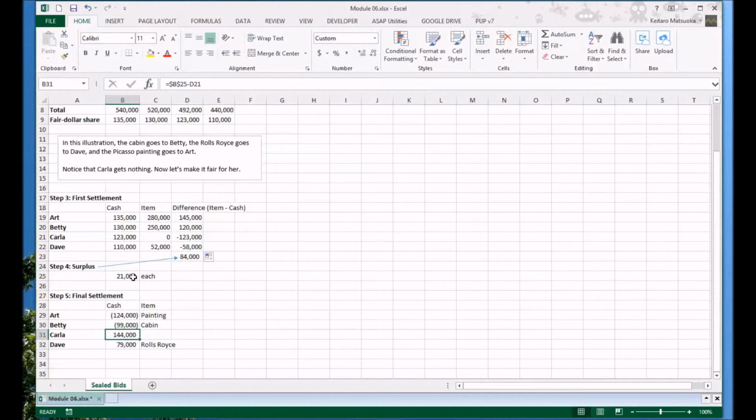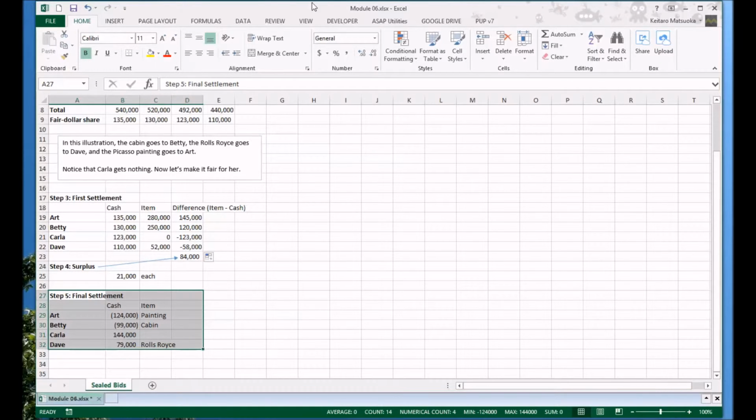For Carla, she gets this much plus this amount, so she gets 140,000. And for Dave, he gets this much, and he needs this much coming in, so he gets this amount with the Rolls Royce. So this final settlement is fair for everybody.